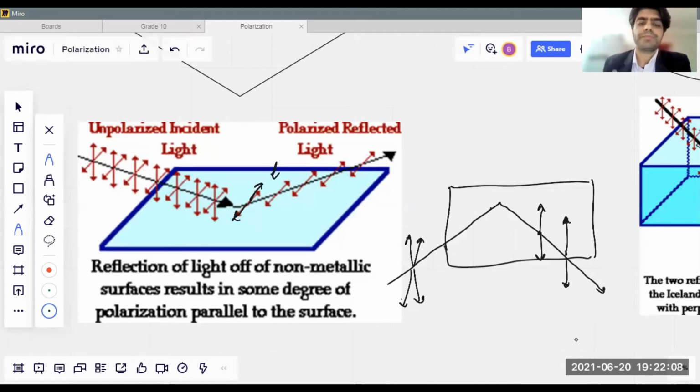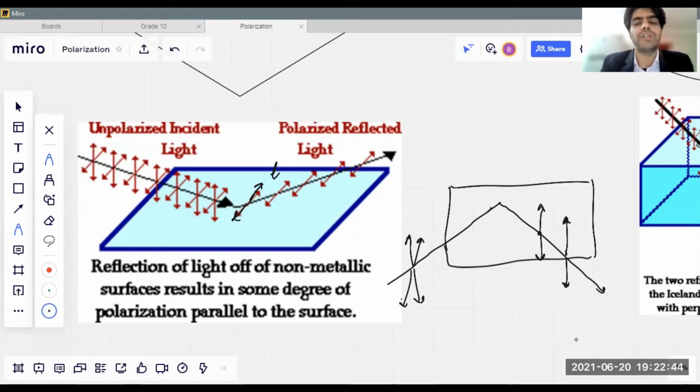Exactly. The glasses are used to reduce glare. Whenever the water in the pool is waving, you can see a bright glare or a bright reflection of the sun on that surface. Why? Because of polarization. Unpolarized light coming from the sun is getting polarized parallel to the plane of the swimming pool. That's why you feel a glare.